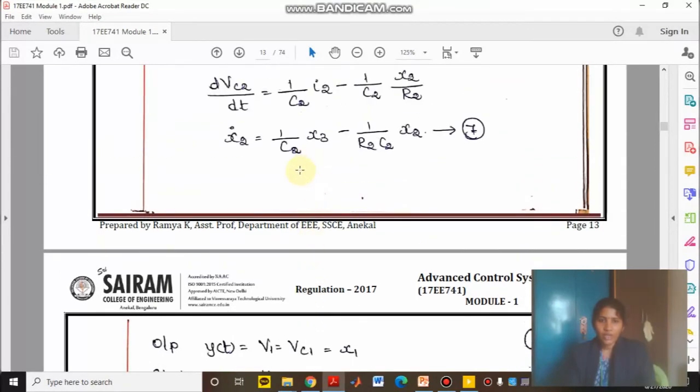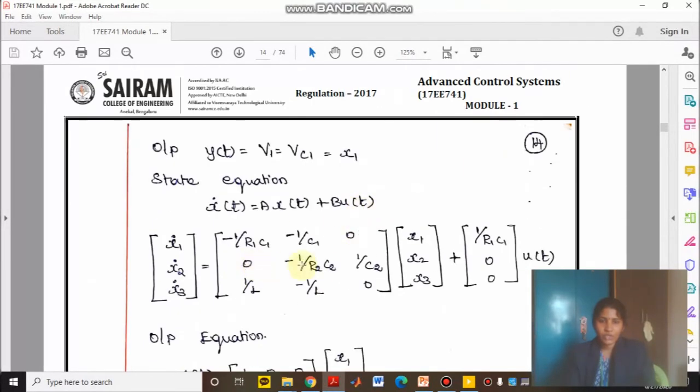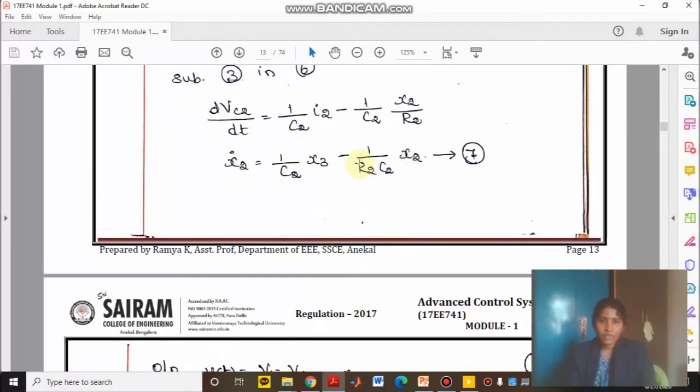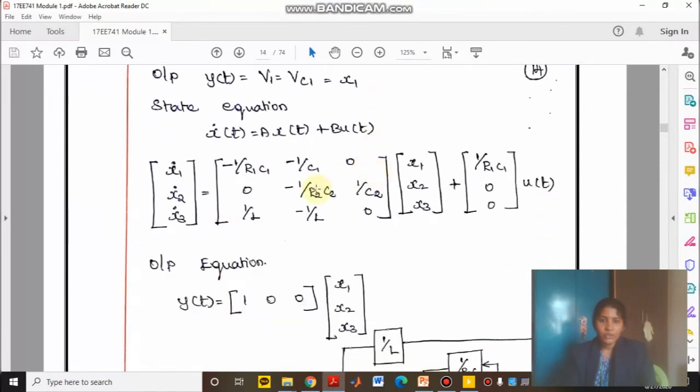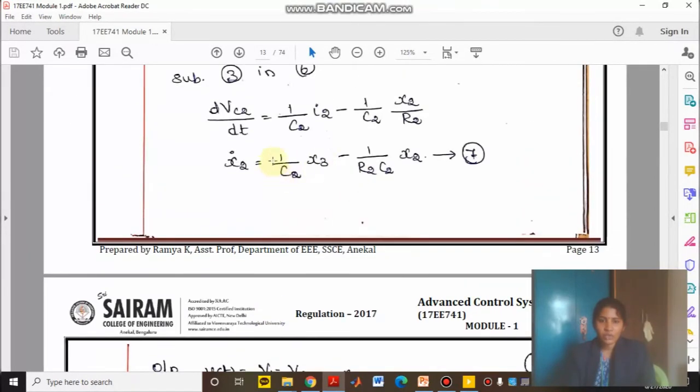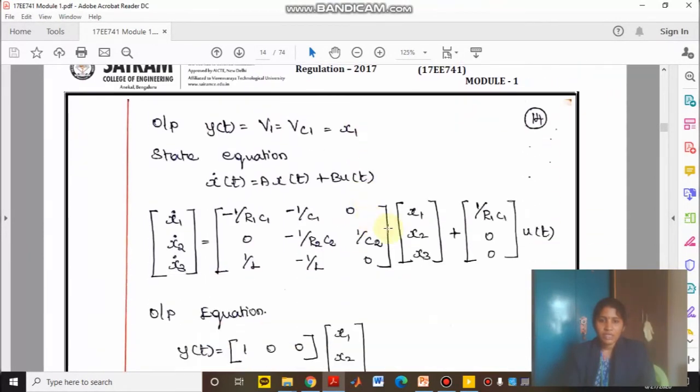You can take the x2 dot. x2 dot has only coefficients for x2 and x3. x1 is absent, so in the place of x1 you can put 0. And what is the coefficient of x2 in x2 dot? The coefficient of x2 in x2 dot is minus 1 divided by r2 into c2. So I have to write it as minus 1 divided by r2 into c2. And this is the coefficient of x3 in x2 dot. What is the coefficient of x3 in x2 dot? It is 1 divided by c2. So we have to write the A matrix.